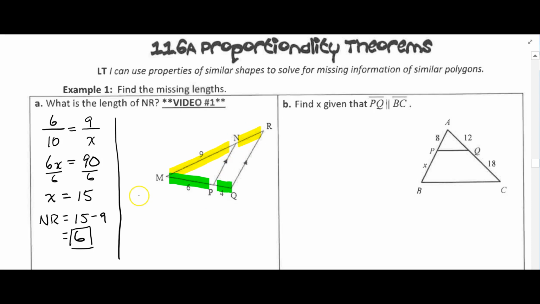I'm going to do it as 9 over NR. So that's the two pieces of this side of the triangle. And then I'm going to match that with the two pieces of the other side of the triangle, so 6 over 4. So let's go ahead and cross multiply. 6NR is equal to 36 divided by 6. And just like before, I get that NR is equal to 6.